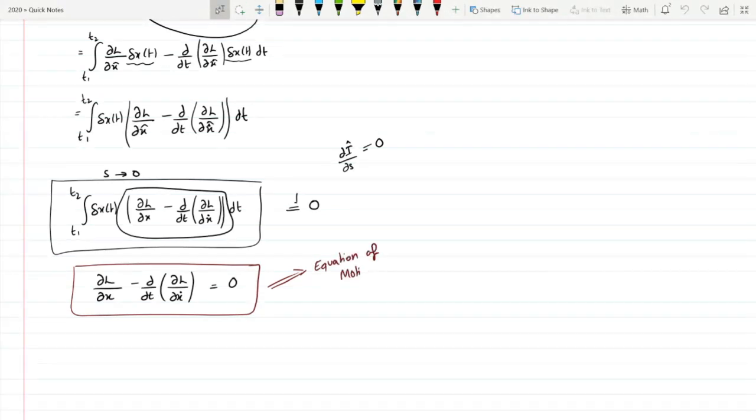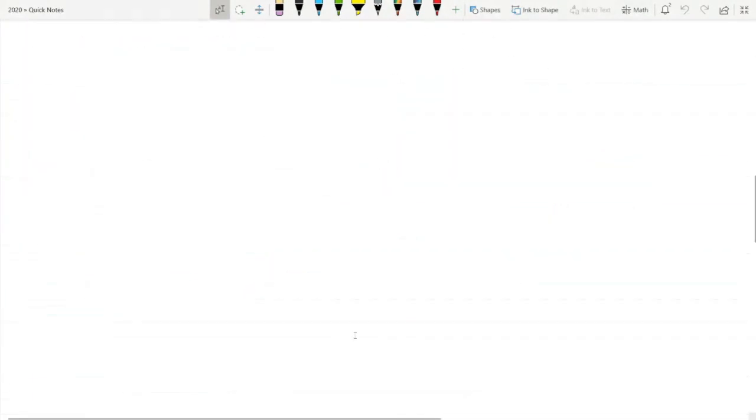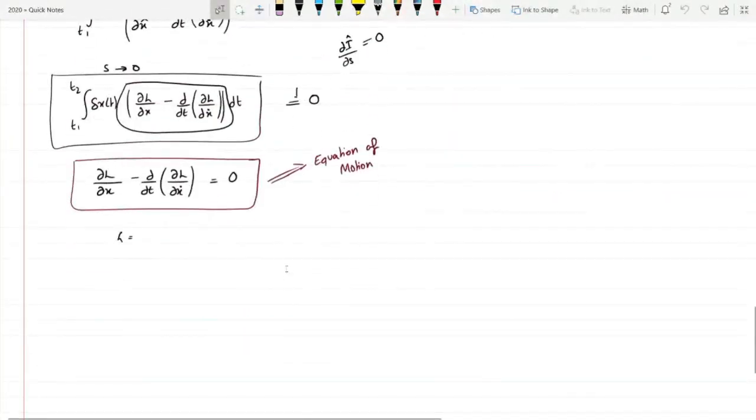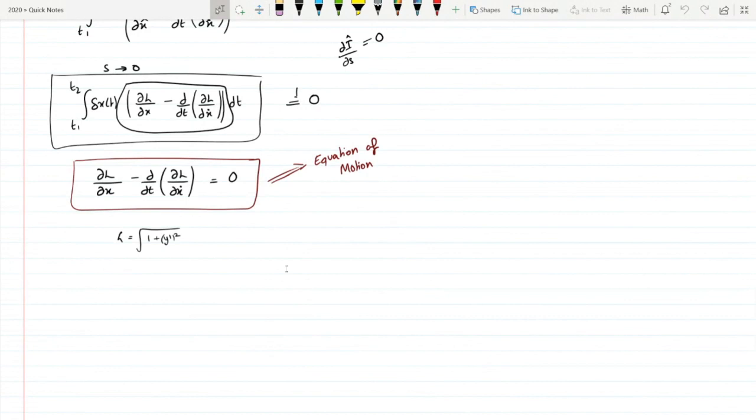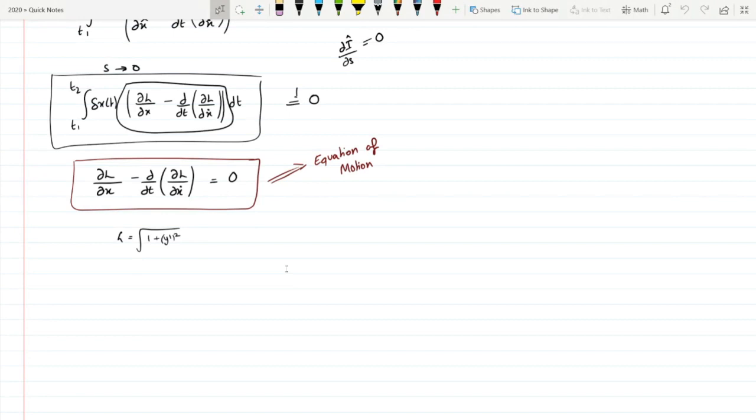And today, what I'm going to do to end this lecture is give you a few quick examples of what Lagrangians are and what equations of motion these could be. But before that, let's start with the example that we started with at the top of the page, where I wanted to minimize my distance function. If I take my Lagrangian to be equal to the square root of 1 plus y prime squared, this is my Lagrangian.